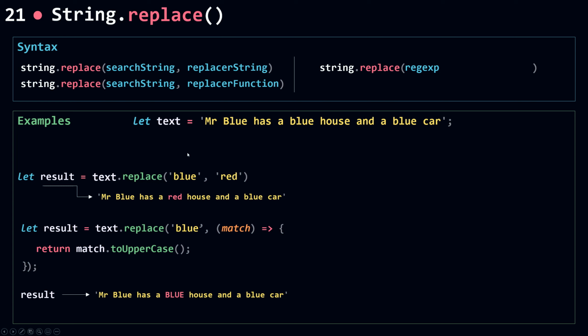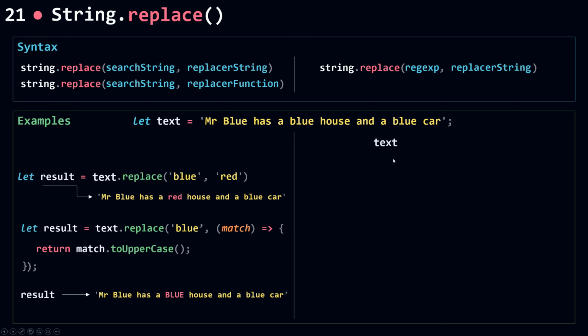Now the replace method can take in a regular expression instead of the search string. So you can go and use a search string if you want. So the replace will just go and search for that string inside your text. You can also use a regular expression with the power of regular expression. And then the second parameter is going to be the replacer string.